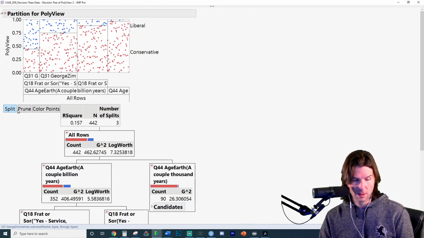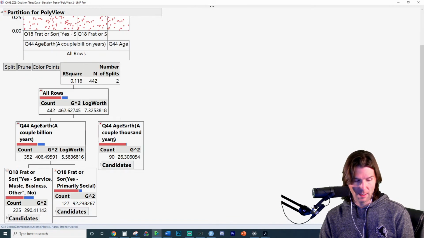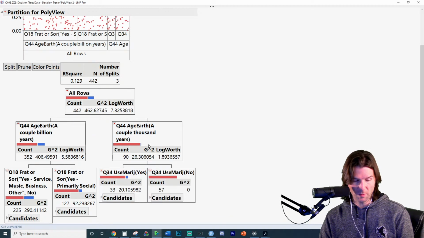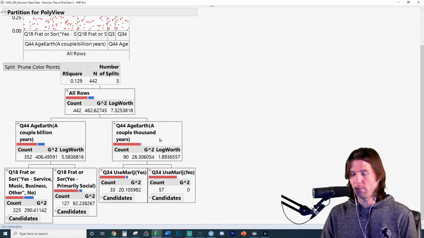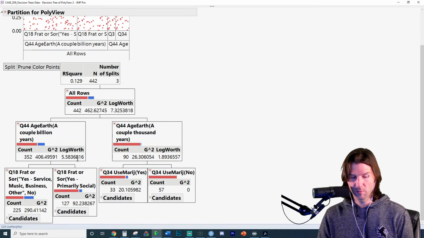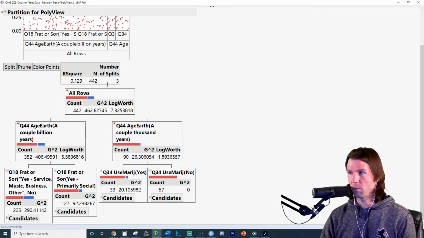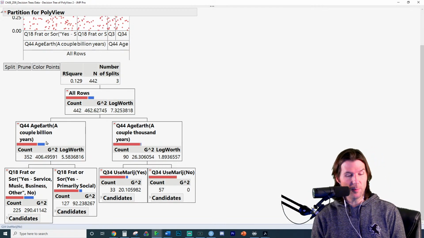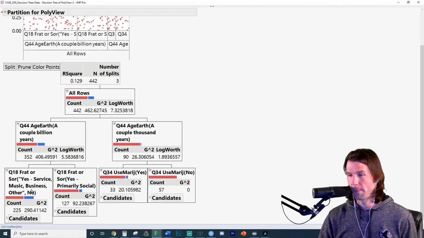Age of the Earth. And then we have George Zimmerman, political issue. And so I'm just going to get it evenly split right here. We've got marijuana usage. So the most liberal people are going to be, and this is from data, it only explains 13%. It's not the strongest tree right here, but if you see liberal right here is blue, the most liberal people are going to be people who say the Earth is a couple billion years old, and they are in a service, music, business, or other, or not in a fraternity sorority.